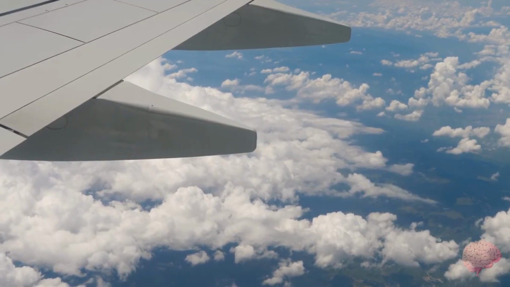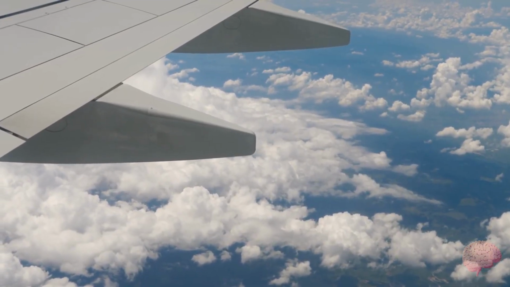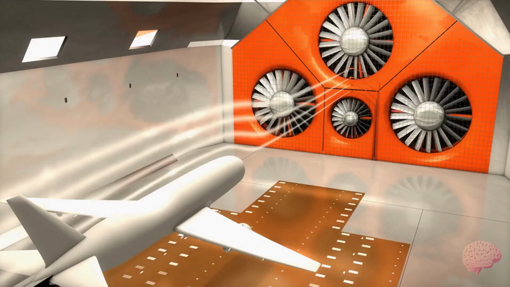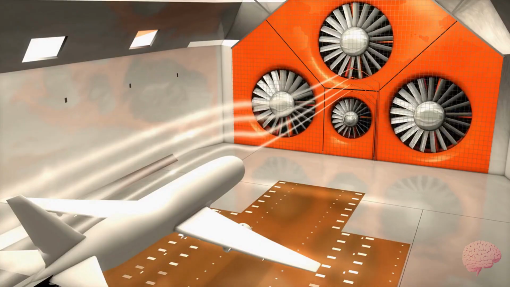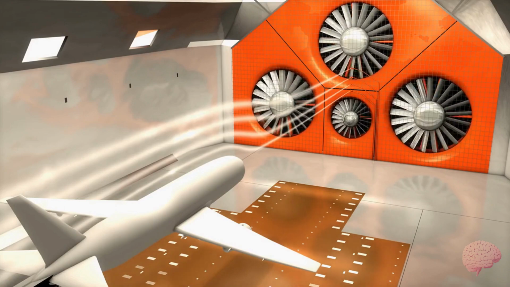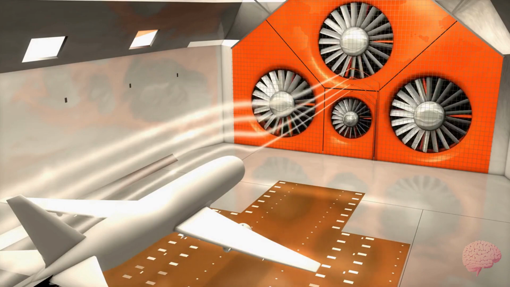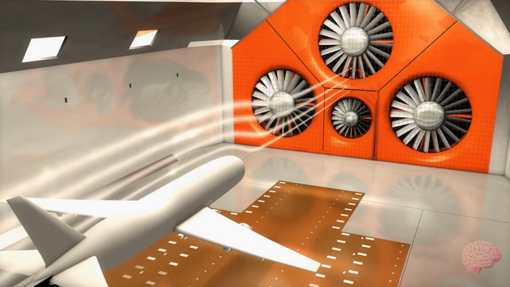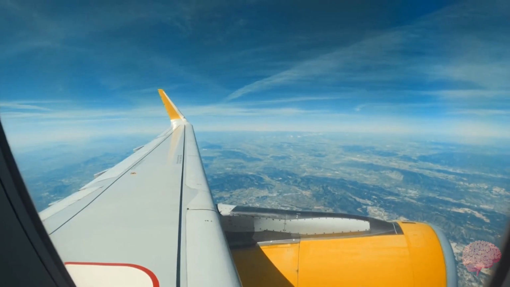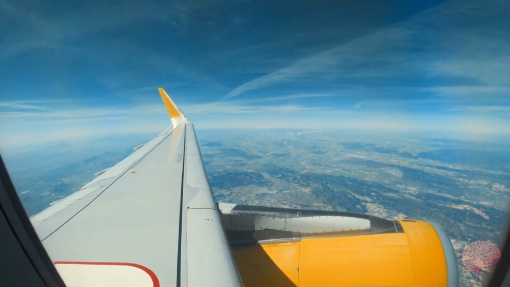Air is made up of tiny particles called molecules. When an airplane moves through the air, these molecules push against the airplane's wings. This creates a force called aerodynamic drag, which acts in the opposite direction to the airplane's motion. However, drag is not the only force at play. There is another force called lift that helps the airplane stay up in the sky.